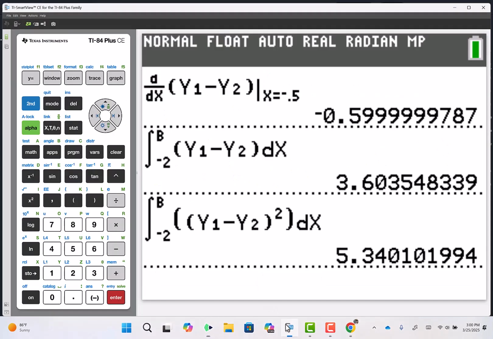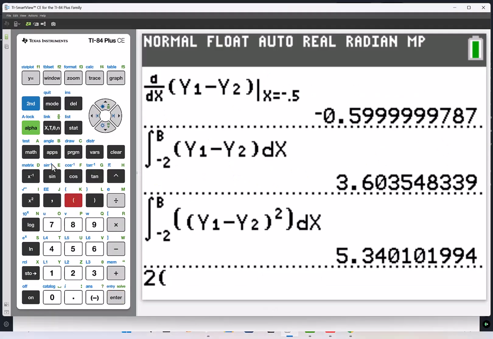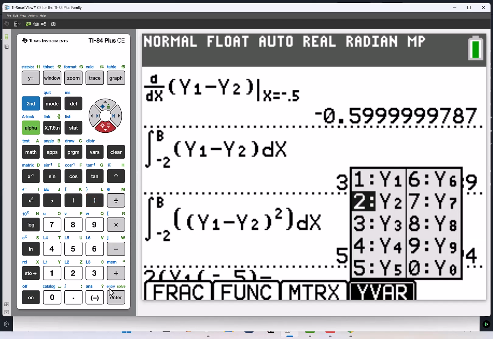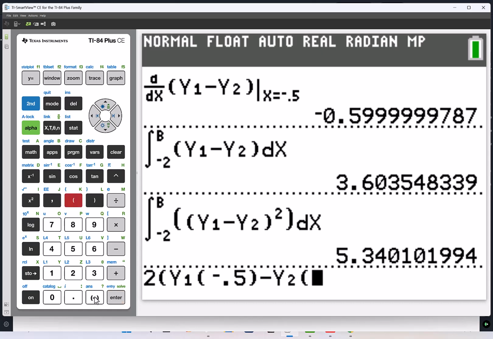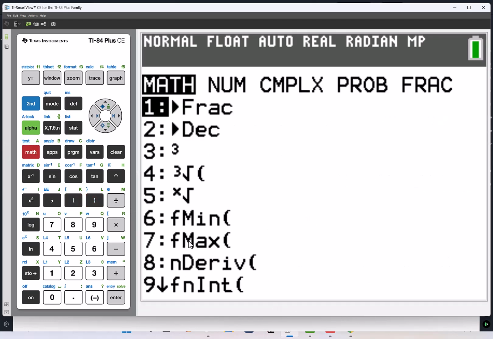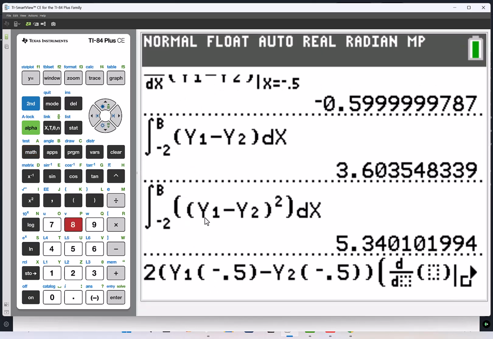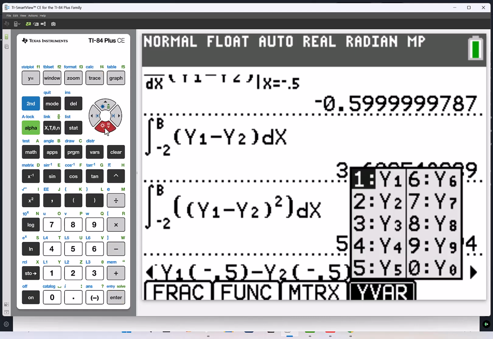Like this. 2, parenthesis, alpha trace y1 at negative 0.5, minus alpha trace y2 at what value? Negative 0.5. Close a parenthesis. There's my first one. Times, open parenthesis, math, number 8. Be careful on this. Put x there. Do not put y1 at 0.5. Just put y1 minus y2. Alpha trace y1 minus alpha trace y2.